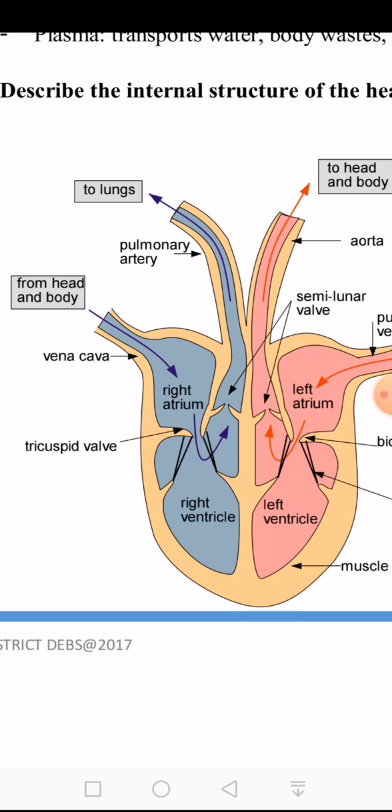The tube that is responsible for transporting deoxygenated blood is called the pulmonary artery. It is the one that sends blood to the lungs so that it can be purified.